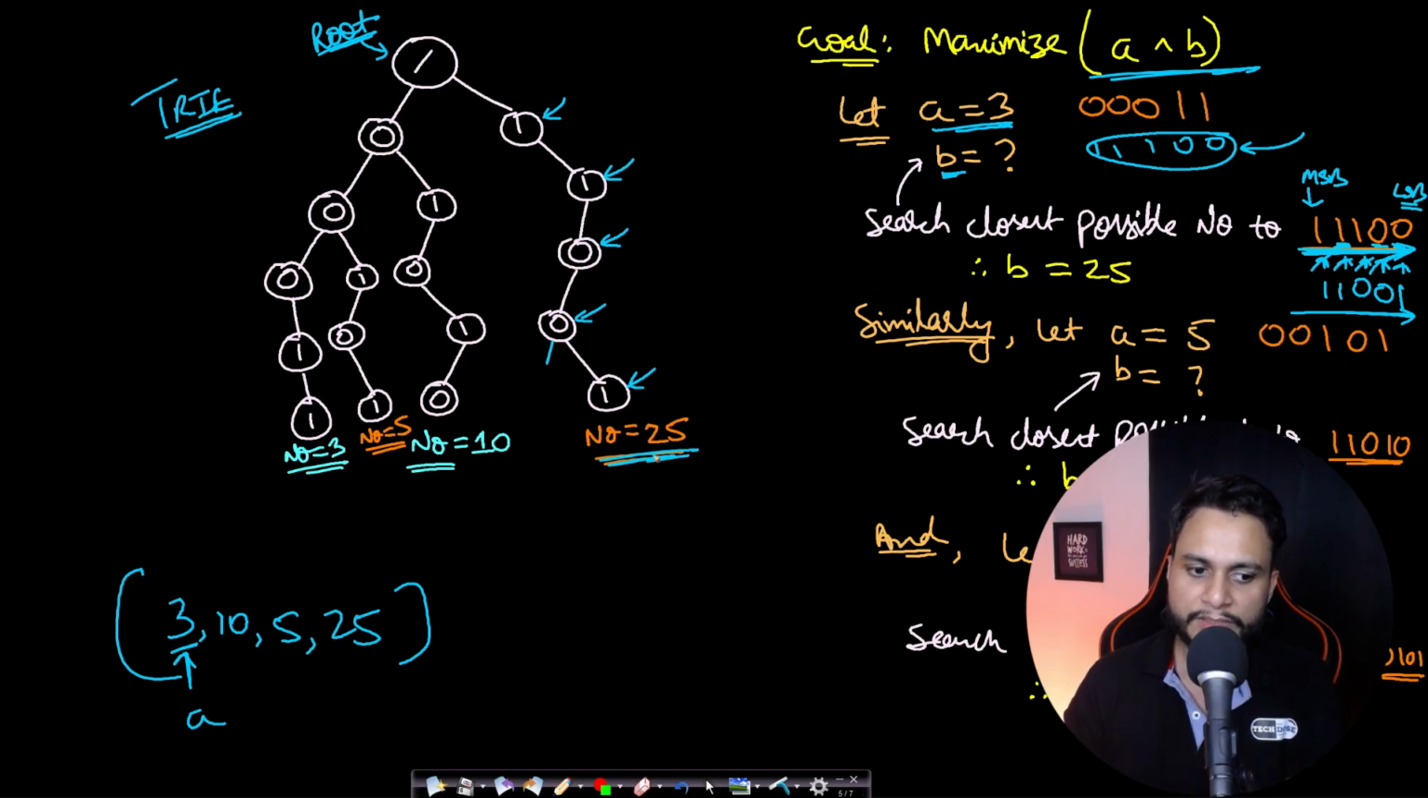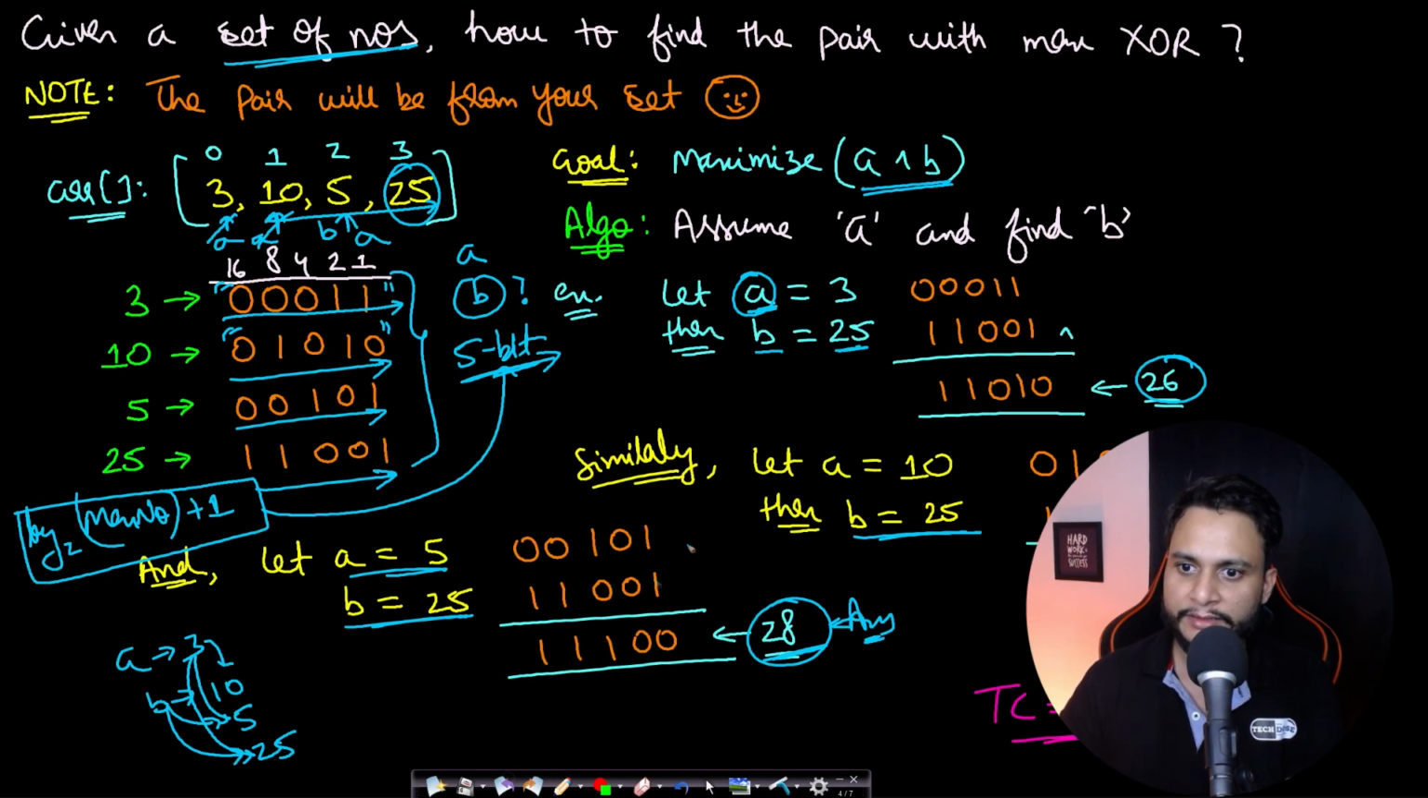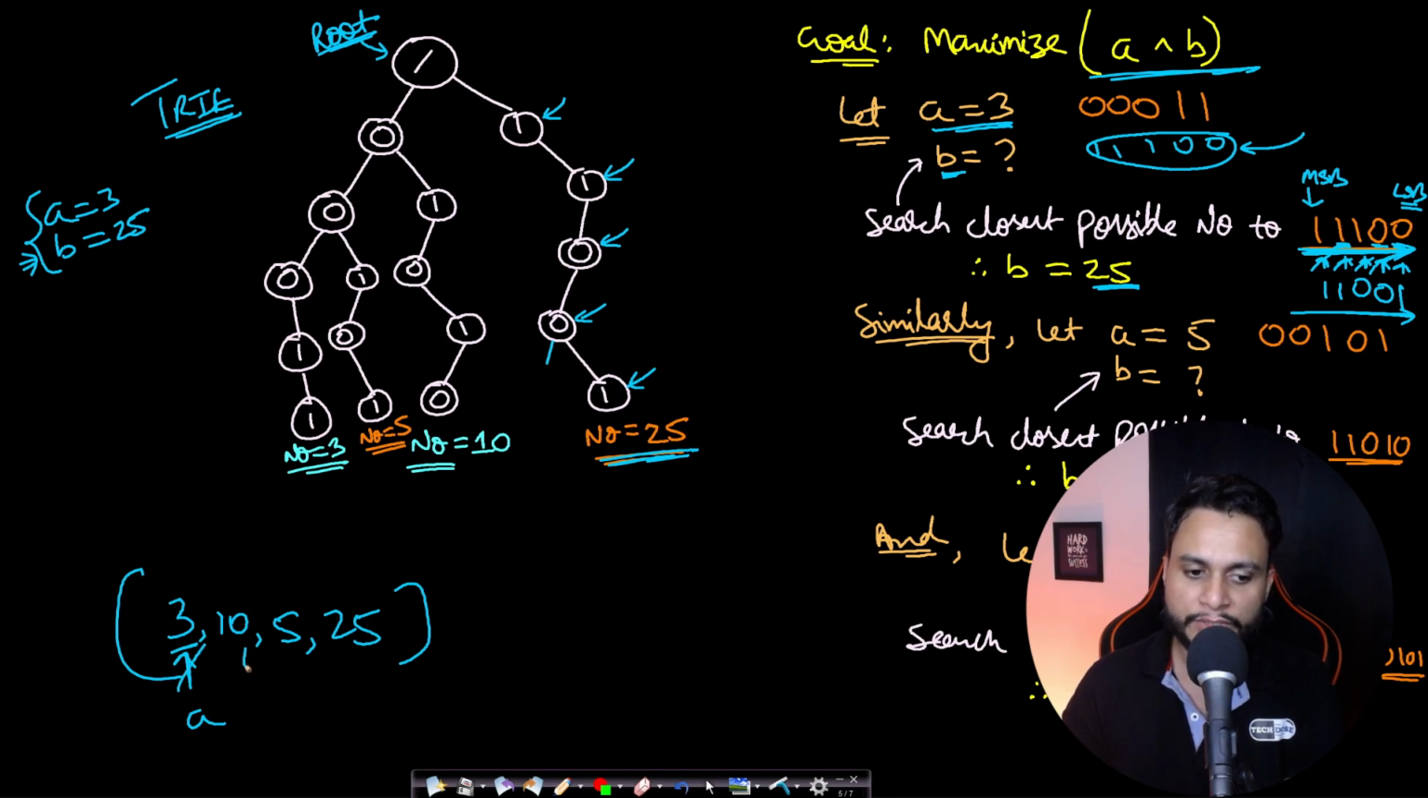So what this means is, when you have fixed A equals 3, then your B value, the most optimal from this given set of items, is 25. So these are the two items which will give you the maximum XOR value. Okay, and you can easily see that 3 XOR 25 was the maximum, which is 26, when you had fixed A equals 3.